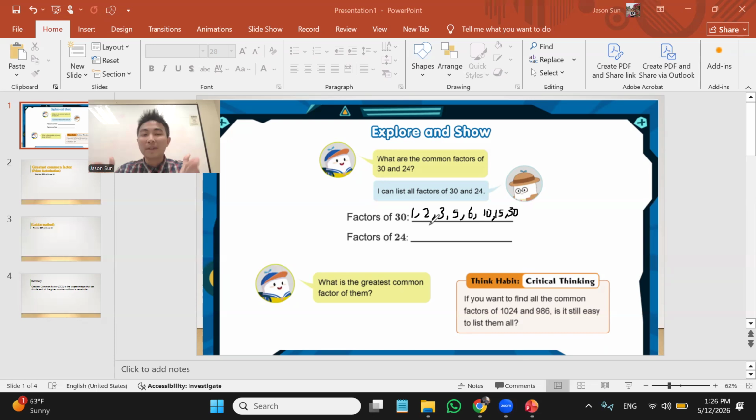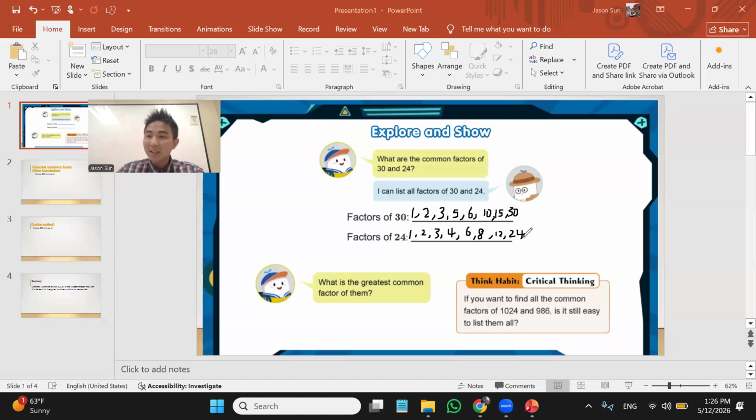Now, let's do number 24 and type in the chat section as well. Okay, I see 1 and 24. I see 2. I see 3. I see 4. And I also see somebody typed 6 as well. And 12. All right, 1, 2, 3, 4, 6. Are we missing any number? Oh, 8. Okay, so we have 1, 2, 3, 4, 6, 8, 12, and 24. Hopefully that's all we need, okay?